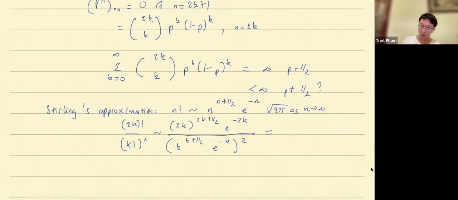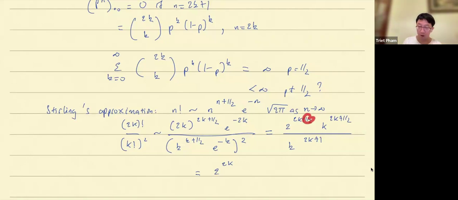What does this reduce to? Notice the 2 distributes in, so e to the minus 2k cancels with this. You get k to the 2k plus 1 at the bottom. So you get 2 to the 2k plus 1/2, times k to the 2k plus 1/2, divided by k to the 2k plus 1. Agree? Which will come down to 2 to the 2k.